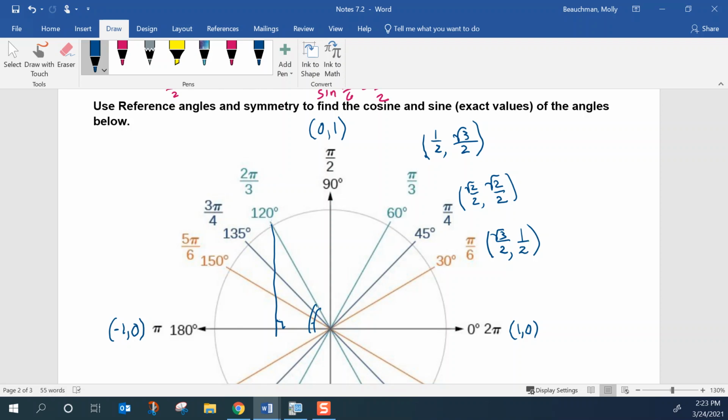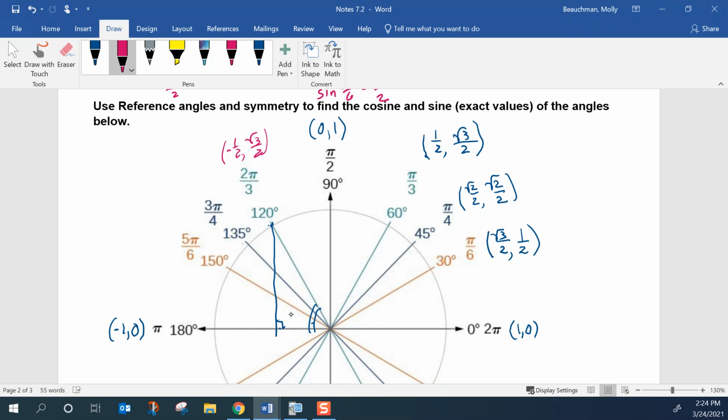If we use the reference angle, notice we have a negative value for x. Then this point, if you think about it using symmetry, is a reflection over the y-axis. The coordinates of that point are going to be negative 1/2, square root of 3 over 2. So the cosine of 120 degrees is negative 1/2. The sine of 120 degrees is square root of 3 over 2. And we can think of it the same way with reference angles or with symmetry.